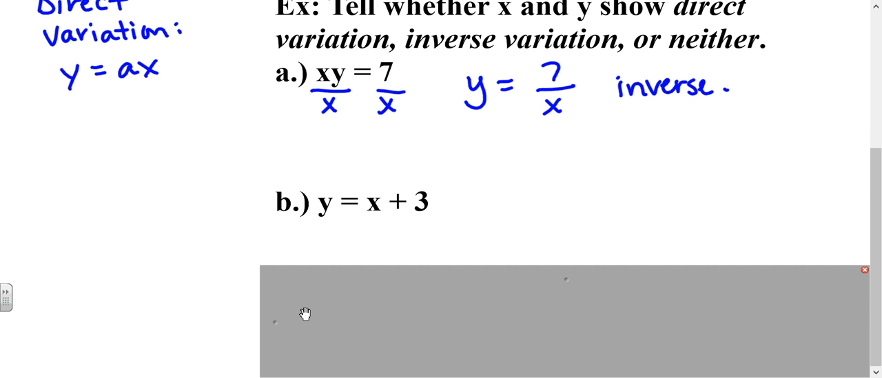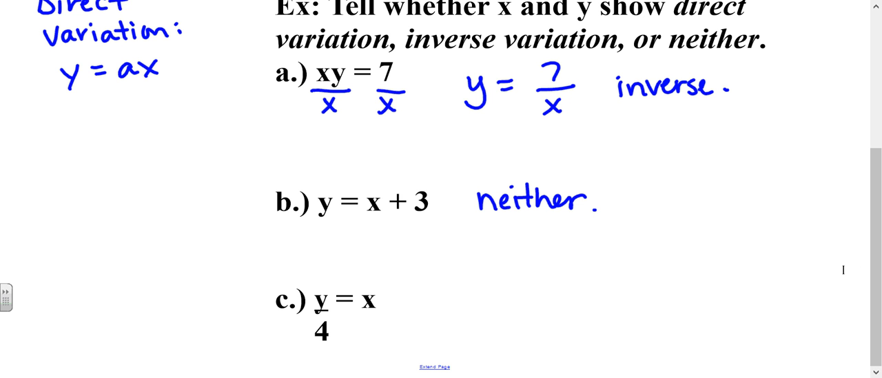Okay, y equals x plus 3. The numbers x and 3 are not multiplied together, and they're not divided. So this one would be neither. And then we have y divided by 4 equals x. Again, we have to make sure y is by itself before we can tell. To cancel out the dividing by 4, I would multiply both sides by 4. Then I would get y equals 4x, which would be a number times x, which would show direct variation.